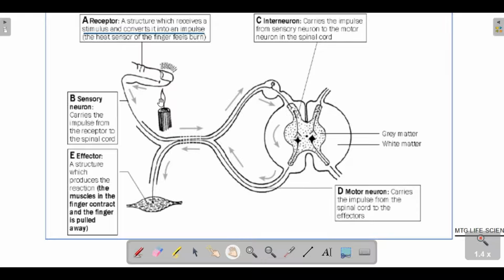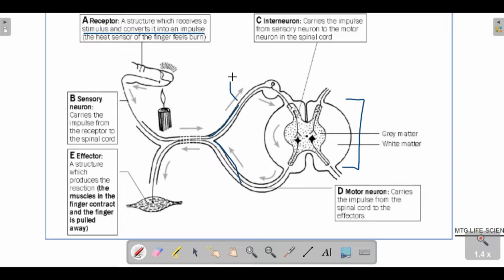It will receive the stimulus and convert it to an impulse, and then the sensory neuron will carry this impulse. So that is the sensory neuron over there. Remember that it is moving inside a nerve. The nerve branches when it gets towards the spinal cord. So this is a cross section of the spinal cord, and as you can see, the nerve has branched into two.